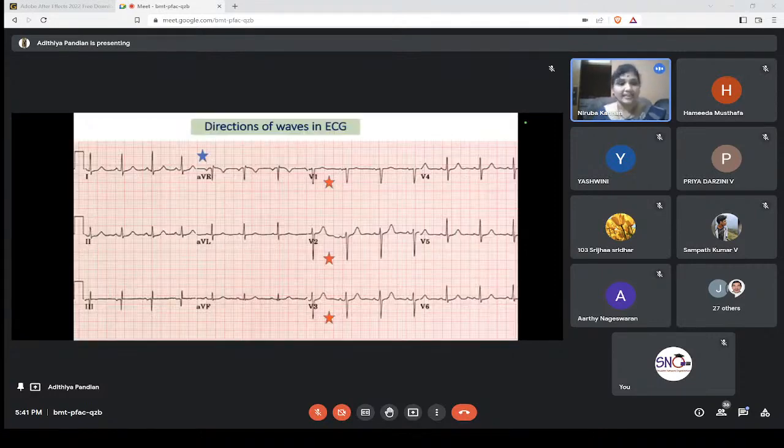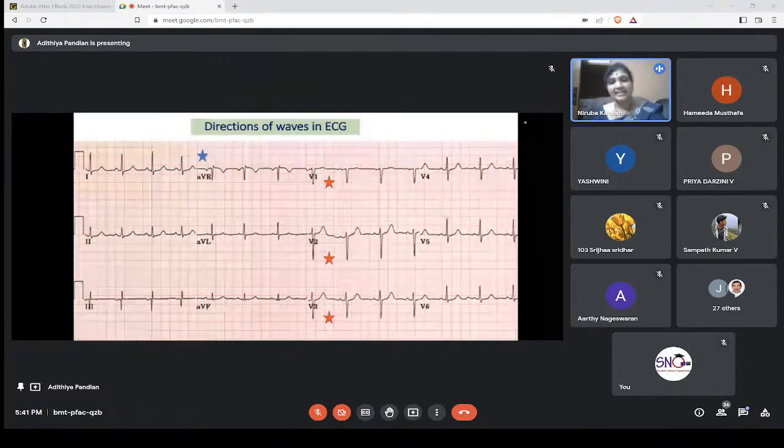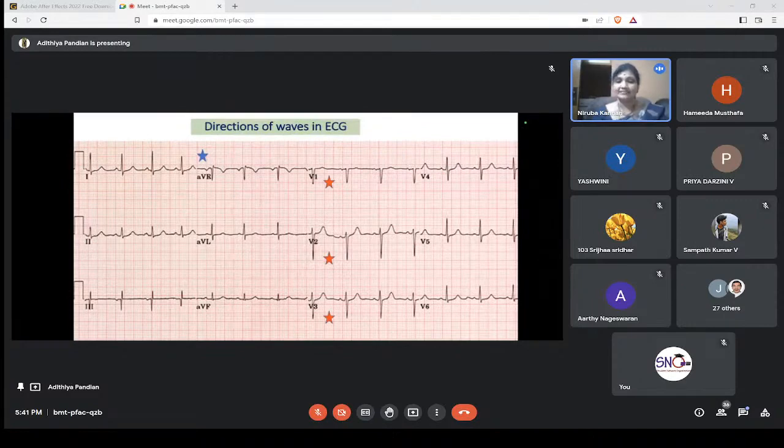Okay, this is a diagram. You can see in lead 1 a normal PQRS complex, and lead 2 also normal, and lead 3 also. But in lead 3 you can see there is some biphasic pattern, where the R and S waves are the same. But in AVR, you can see the QRS and the T wave are all inverted. This is a normal T wave inversion which you can see in AVR. Even in lead 3, sometimes the T wave is inverted, and even in leads V1 and V2.